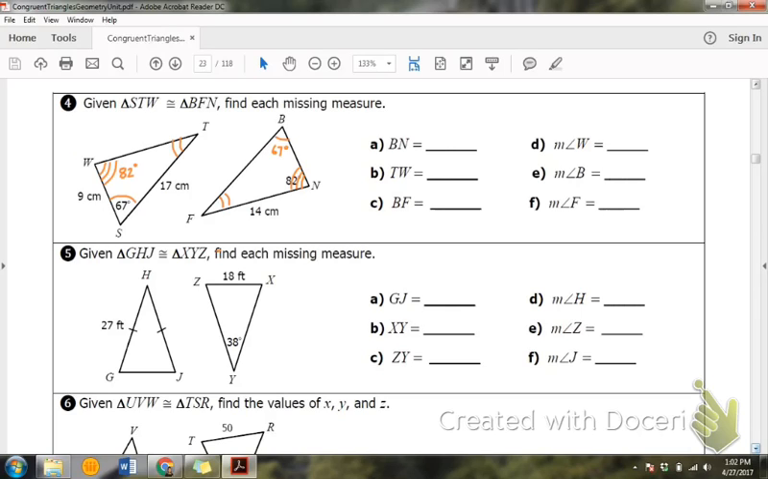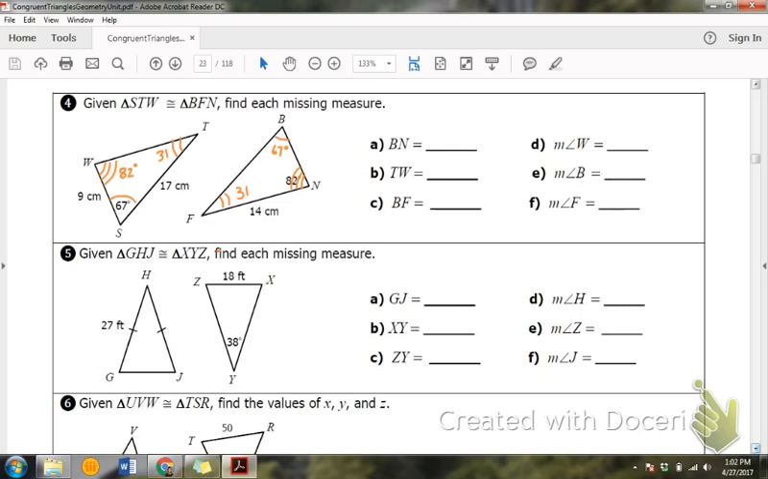Tylea, what do you get? 39. Does anyone else get 39? You say? Oh, if you would speak up, then I wouldn't look like a silly person. 31, she said. Maybe I need to get my hearing checked. I don't know. Okay, so that one's 31.